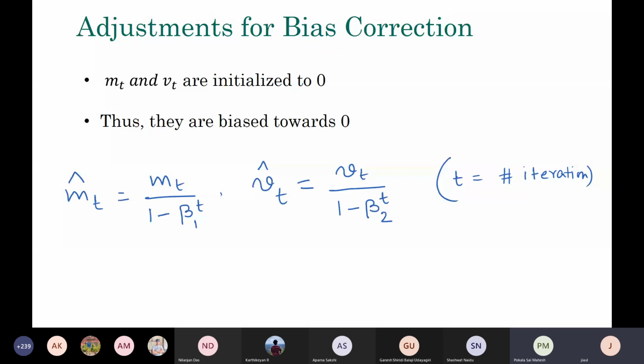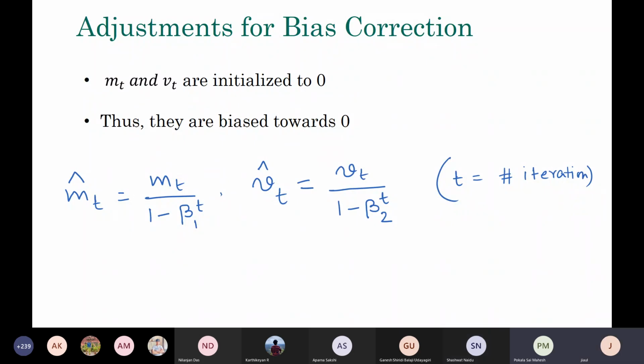Because you initialized your M T and V T to 0, it was initialization to 0 values. So in the very first few iterations, your actual M T value or these updates that we are doing will be biased towards 0 because it was initialized to 0. As a result, you want to make this dependent on the number of iterations, because as you move forward in the computation, with more and more iterations, your gradients and the M Ts and V Ts are much more matured. So you have to return those values.